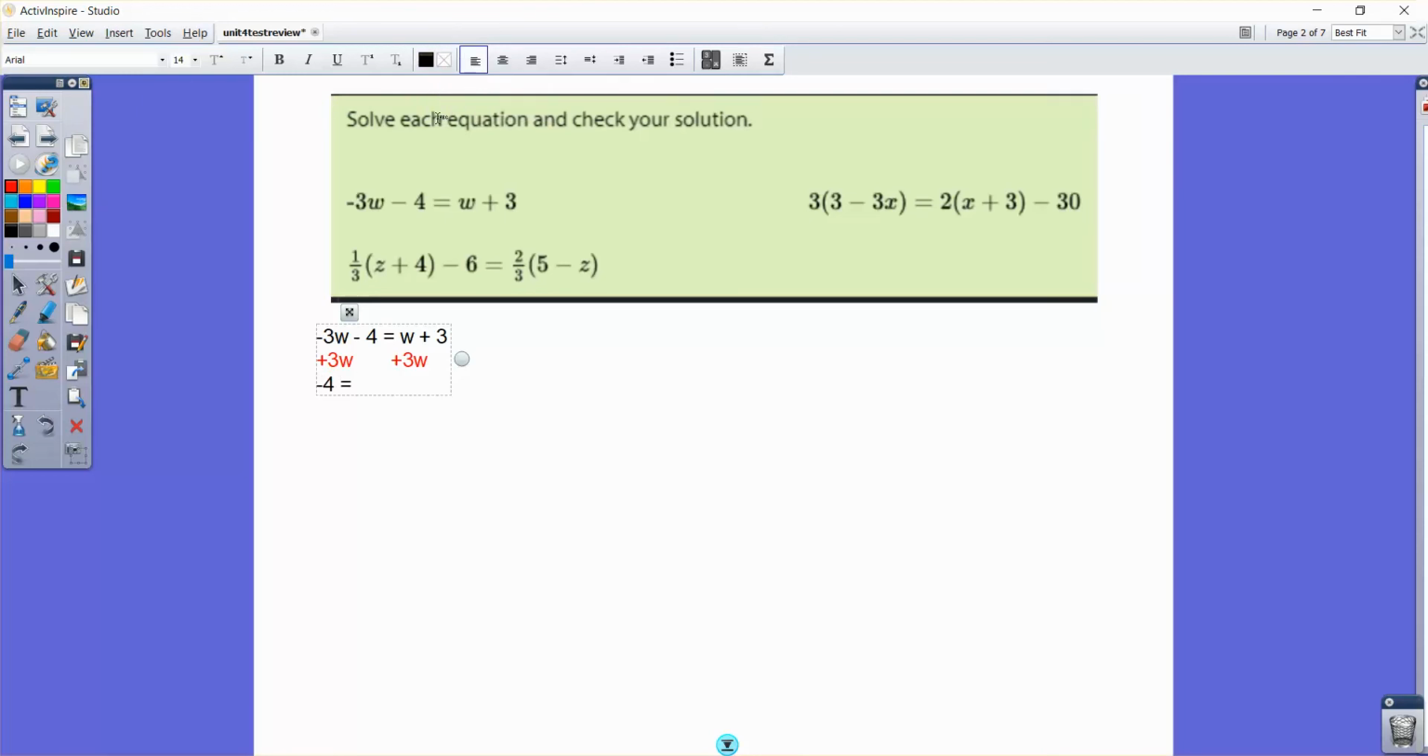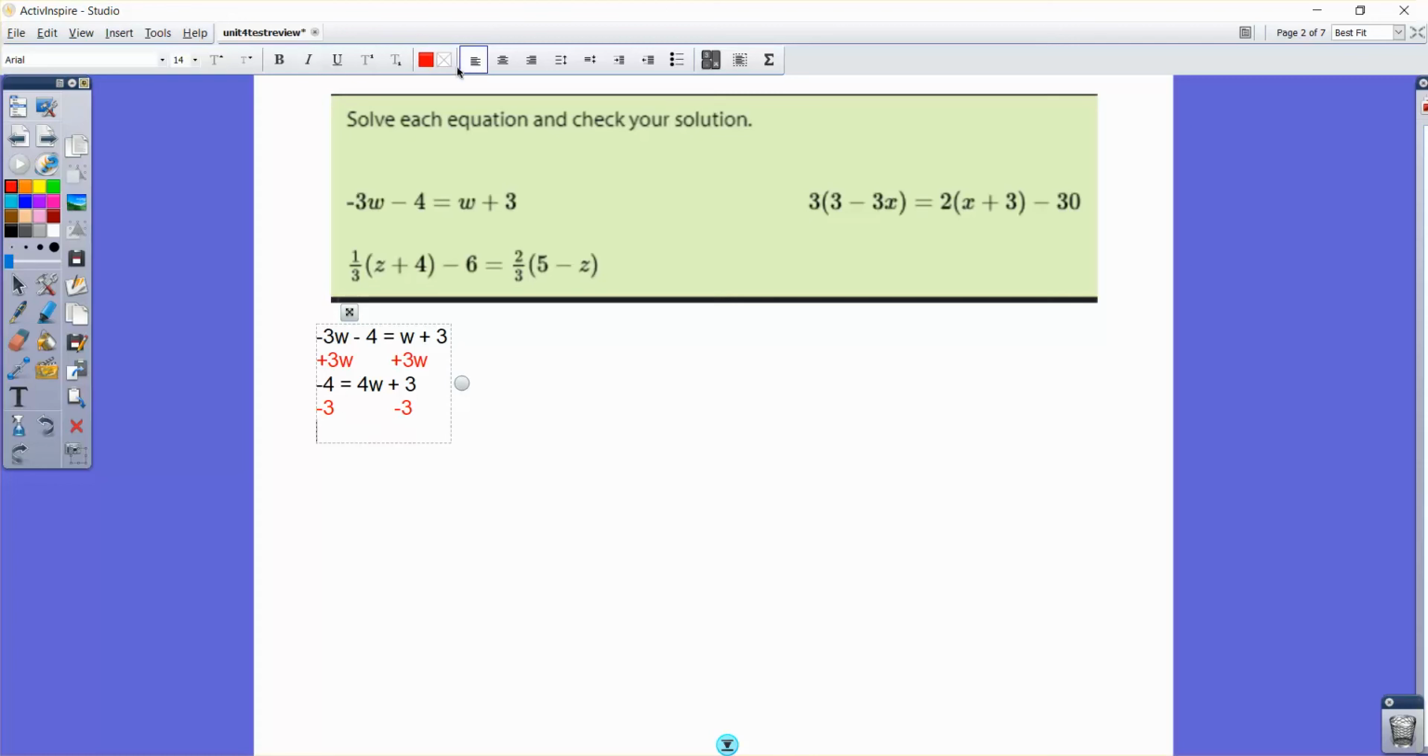Remember, we keep that in subtraction and make it a negative, right? And then w plus 3w is 4w plus 3. Then the next step I'm going to do is subtract 3 from both sides. By subtracting 3 on both sides, I am moving all of my numbers to the other side and have nothing but w's on the right.